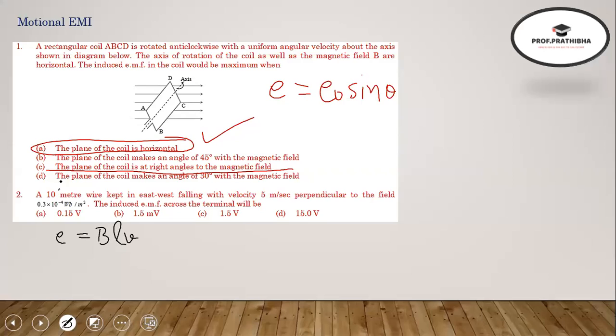So it is a 10-meter wire, L is given to us. We have the velocity and we have the magnetic field. Can you quickly substitute and tell me the answer? BLV, 10 into 5 into 0.3 into 10 raised to minus 4 Weber per meter square should give you how much? Yes, I hope everyone got 1.5 millivolt as the answer.